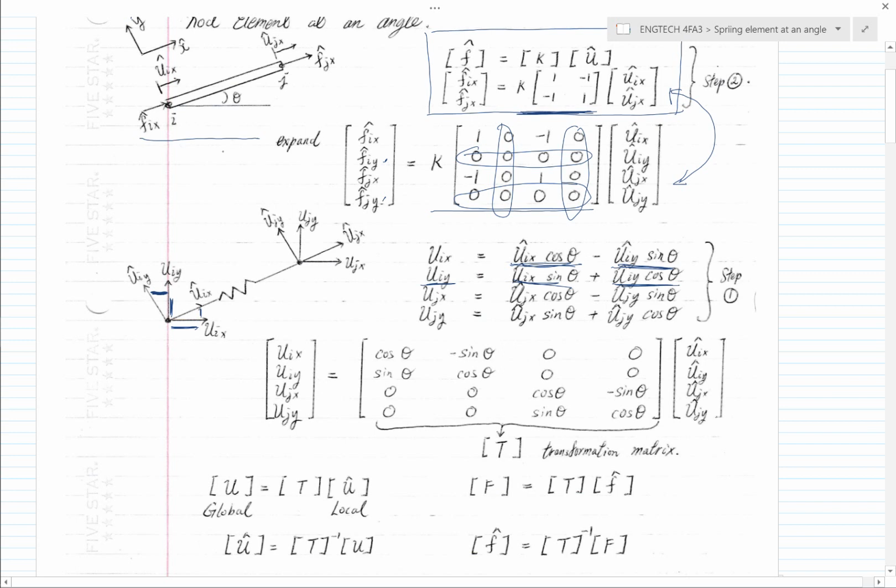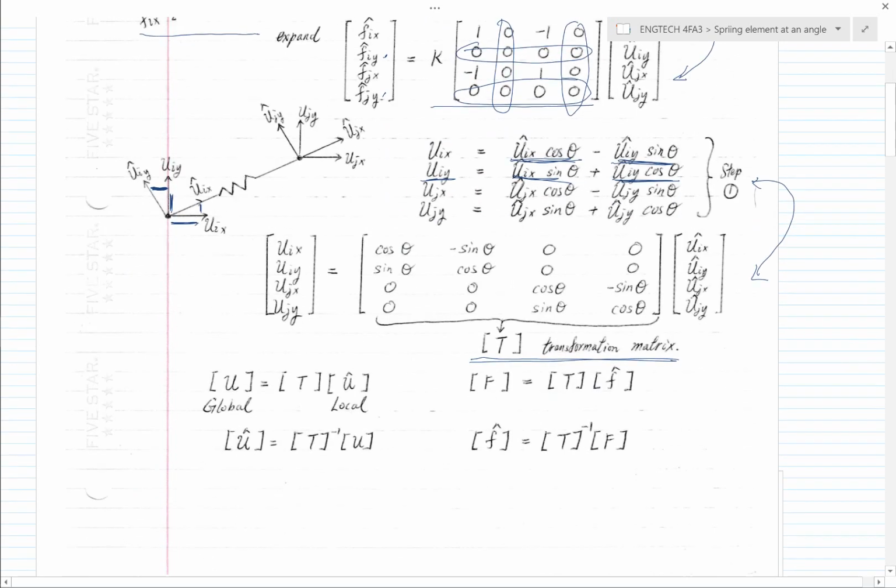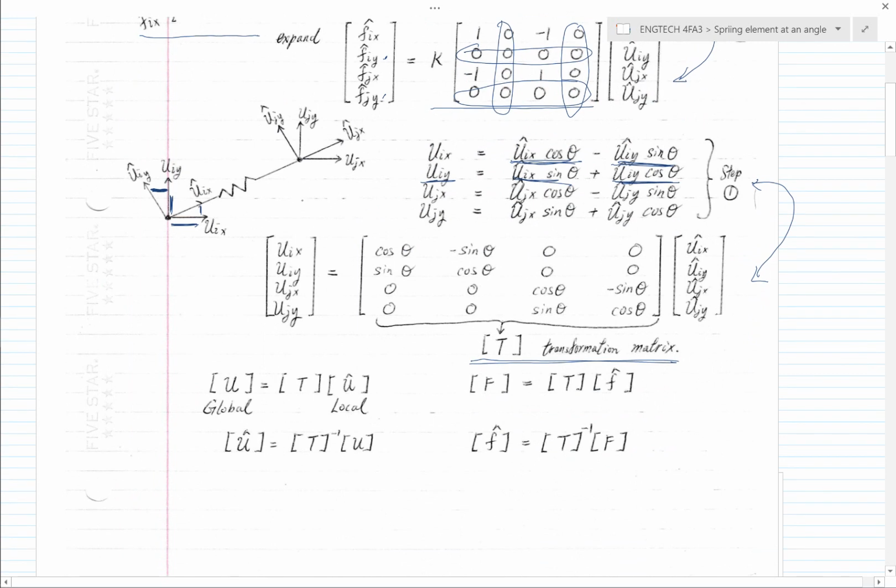Similarly, we do the same thing for Ujx and Ujy, and we express everything in matrix form. We put the 4 equations into matrix form and we get this. This is your transformation matrix. If you multiply the force vector with the hat by this transformation matrix, you get all the force along the regular reference frame. Same here for the displacement vector along the hat reference frame.